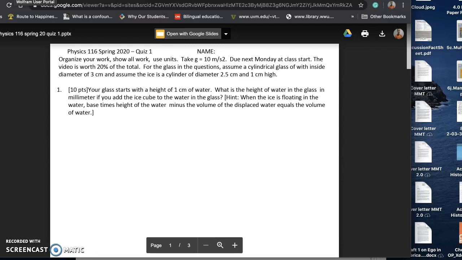Anyway, this is what I'm trying to do right now. As you can see, the first piece is figuring out that you have a glass with 1 centimeter of water, and I'm trying to find the height of the water in the glass when you add the ice cube to the water, with the final result in millimeters.